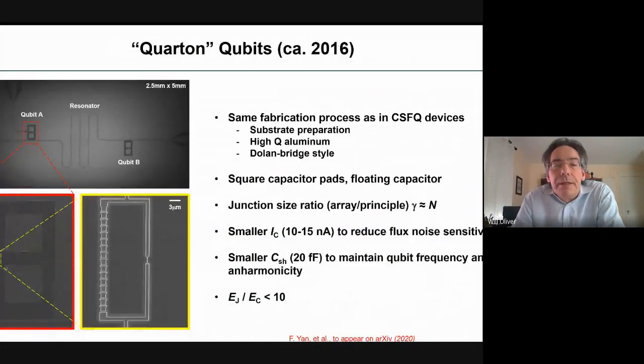So we made and measured a bunch of these back in 2016. I just show a picture of one of them on the left, which has 16 parallel junctions. It's made with the same fabrication process as the C Shunts. Substrate preparation was the same, and high Q aluminum, and this is a Dolan bridge style junction. Floating capacitor again. We reduced the critical current. These are 10 to 15 nanoamps, and we also reduced a bit the C Shunt. The EJ over EC is around or less than 10 for this device.